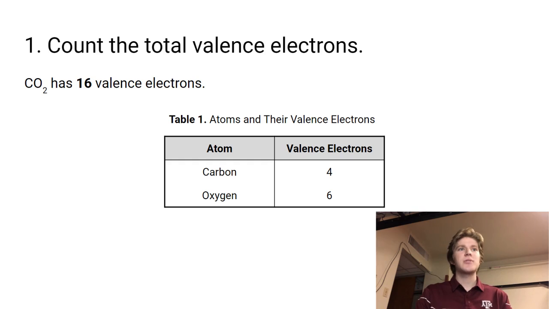So our first step in drawing a Lewis dot structure is to count the total valence electrons. As you can see in the properly formatted table there in the middle, carbon has 4 valence electrons and oxygen has 6 valence electrons. It's important to keep note that there's 2 oxygens in carbon dioxide, so the total comes out to 16 valence electrons.